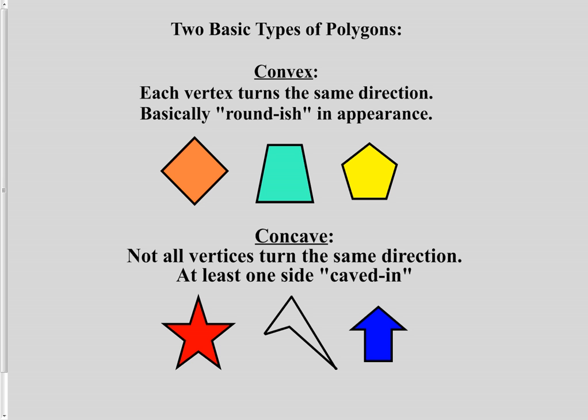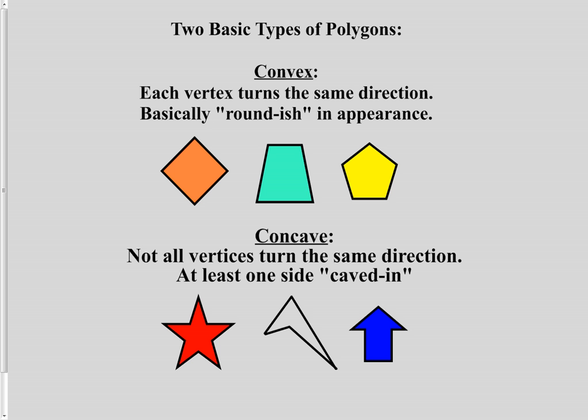Each time you get to a vertex, which would be a corner if you were on the road, you would have to turn exactly the same direction each and every time in order to stay on the road. Whereas concave, if you're traveling along that road, you may turn the same direction nearly all the time, but at some point you're going to have to turn the opposite direction to stay on the road. So that's one way of distinguishing between concave and convex.